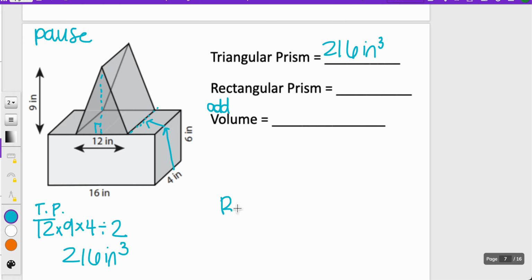Rectangular prism, I'm just going to find length times width times height, so that's 16 times 4 times 6.